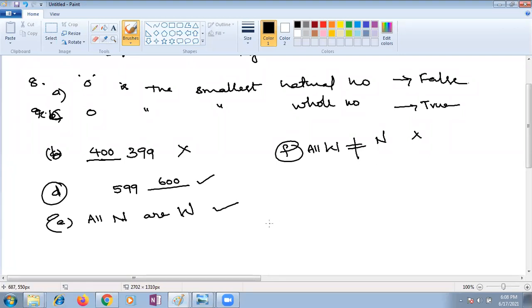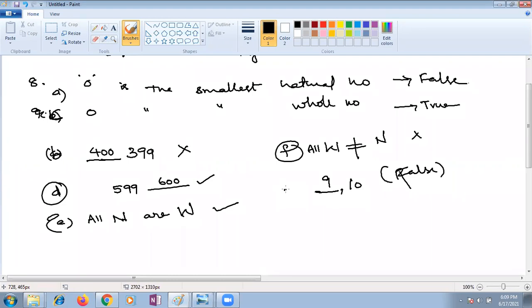The predecessor of a two-digit number is never a single digit. Suppose 10 is a two-digit number. Its predecessor is a single digit. Yes or no, children? Yes, ma'am. But the statement says the predecessor of a two-digit number is never a single digit. So it is false.